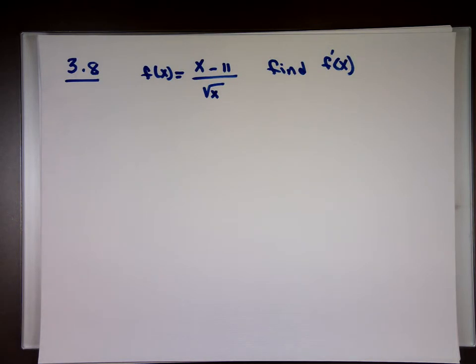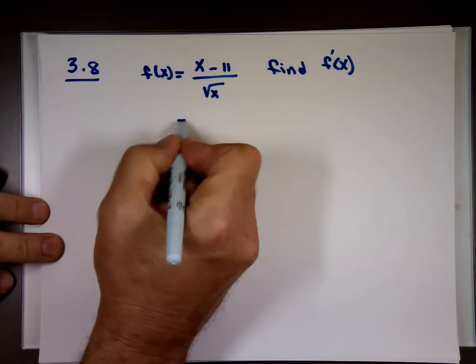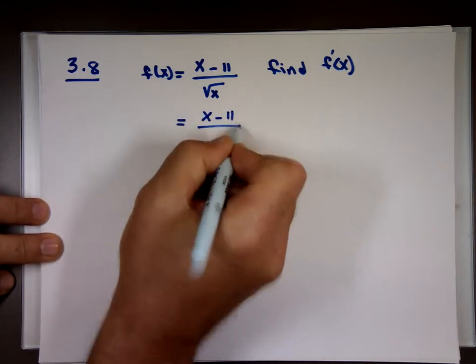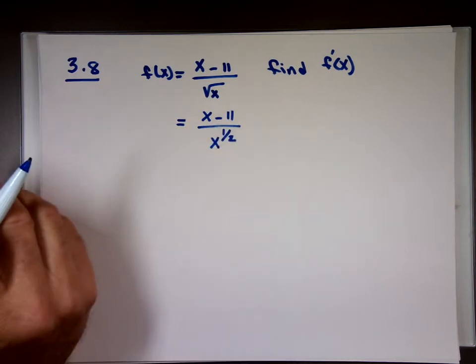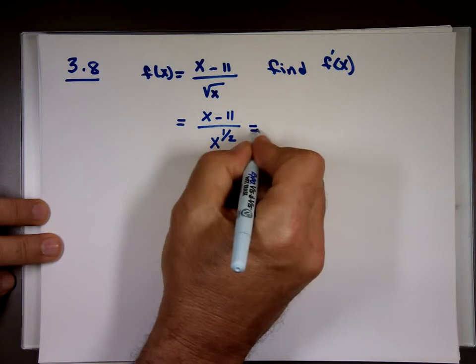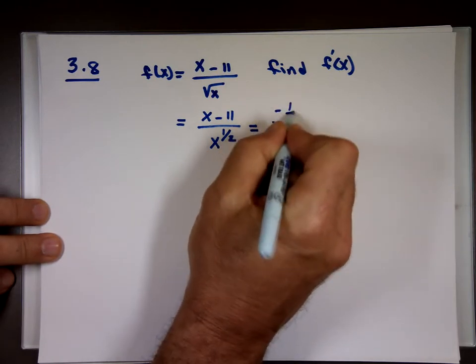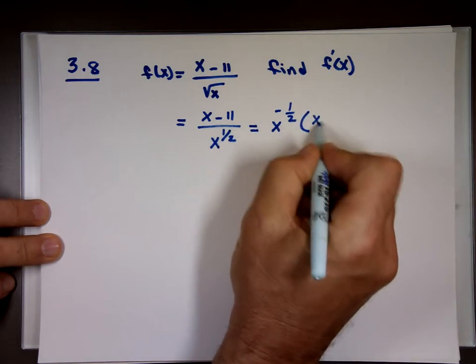f of x equals x minus 11 over the square root of x. Now, I'm sure your first reaction is quotient rule, fraction. But if you look at it closely, you don't have to do it that way. Why? Let's look at that. It says x minus 11 over x to what power? 1/2 on the bottom. You can bring it to the top as x to the negative 1/2, times x minus 11.